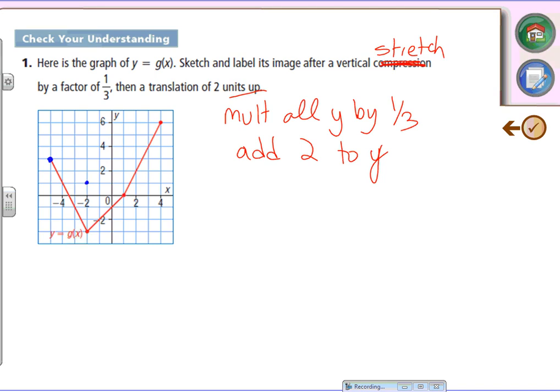Next point. 0 multiplied by 1/3 keeps it in the same place, but then we move it 2 up. 2. And we're there. And last point. It's at 6, multiplied by 1/3 whips it way down to 2, and then move it 2 up. 4. And we connect all of our points now.